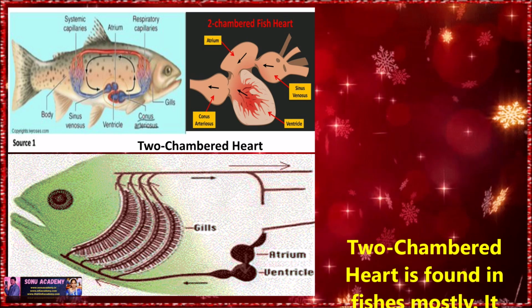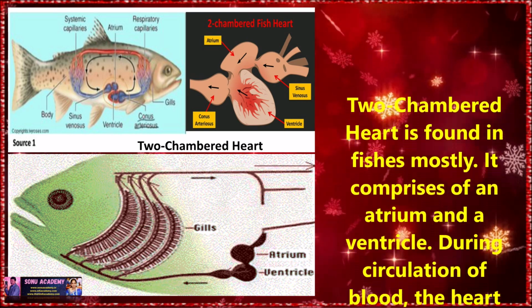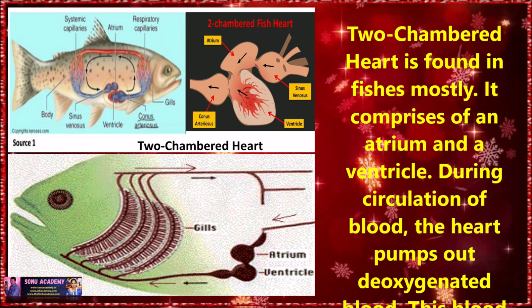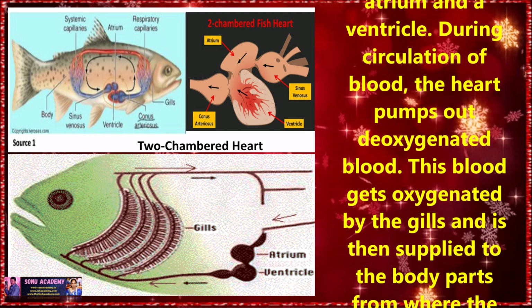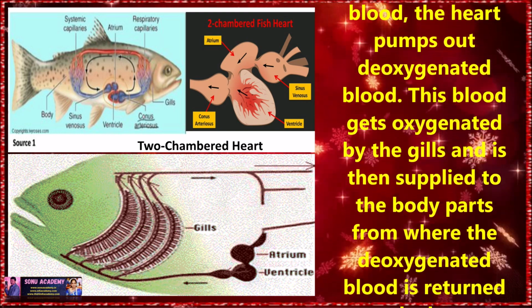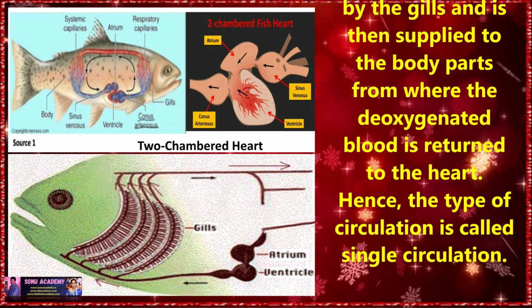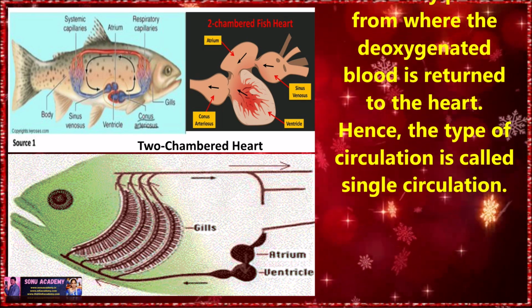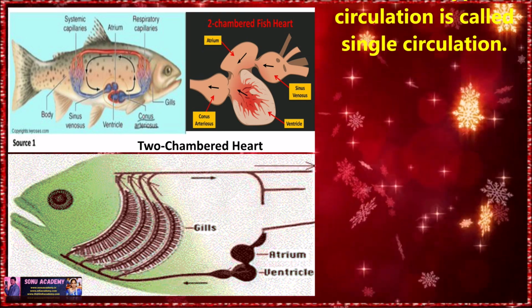Two-chambered heart. This is found mostly in fishes. It comprises an atrium and a ventricle. During circulation of blood, the heart pumps deoxygenated blood. This blood gets oxygenated by the gills and is then supplied to the body parts, from where the deoxygenated blood is returned to the heart. Hence, this type of circulation is called single circulation.